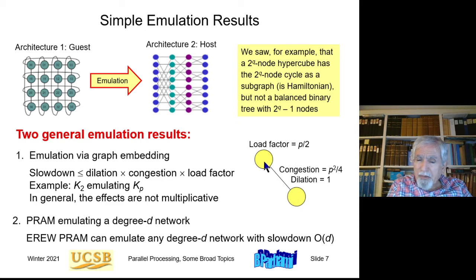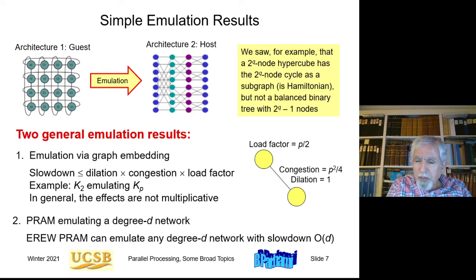So if I map a complete p-node graph into this 2-node graph, then P over 2 nodes will be mapped here, and P over 2 nodes will be mapped here. Load factor is P over 2. Dilation is 1, because all the nodes that are directly connected to each other in the complete graph either reside in the same node here or are directly connected. So dilation is 1. And congestion is P squared over 4. In other words, the P over 2 nodes and P over 2 nodes here in the complete graph are connected. Each one of these is connected to each one of these. So there are P squared over 4 links that are mapped into this single link.